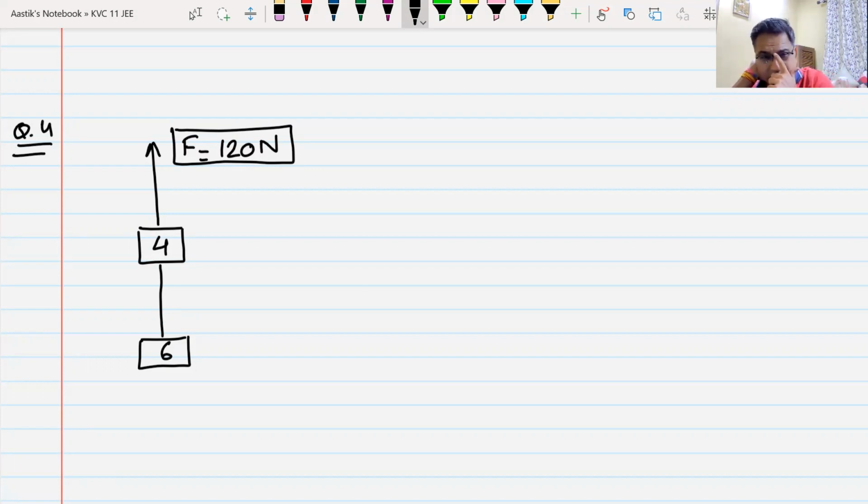The first thing that I'm going to ask you is, are the blocks going to move with the same acceleration or are they going to move with different accelerations? Same or different? The two blocks, are they going to move with the same acceleration or are they going to move with different acceleration?